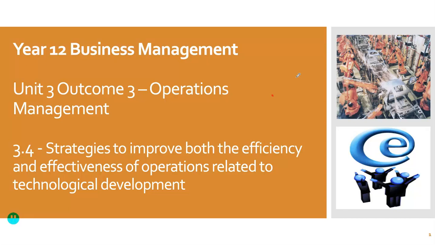This video is part of Unit 3 Outcome 3, which is all about operations management. This is our first video on strategies that are designed to improve the efficiency and effectiveness of operations. We're looking at our fourth key knowledge point here, and this is all about how technology can be used to improve the efficiency and effectiveness of operations management.